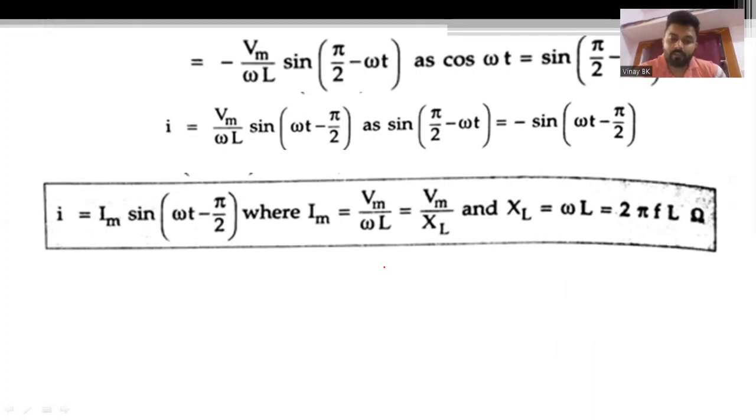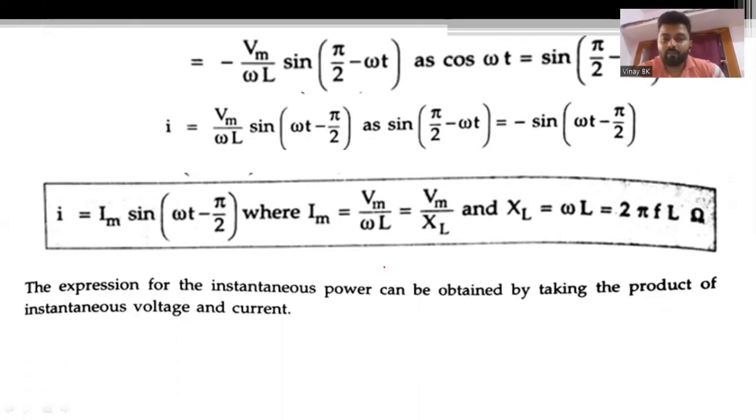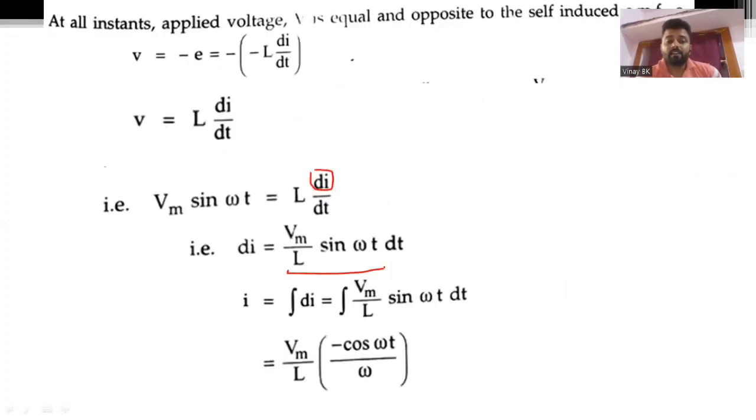Then you have to do the power. The instantaneous value of power is given by P equals. I am not explaining this simplification, as you already know. If you want, I'll just tell you once. Substituting here, I equals Vm by L into minus cos omega t by omega, since the integration of sin omega t is minus cos omega t by omega. I want to write this expression in terms of sin omega t. Why? Because the standard instantaneous value of current is Im sin omega t.